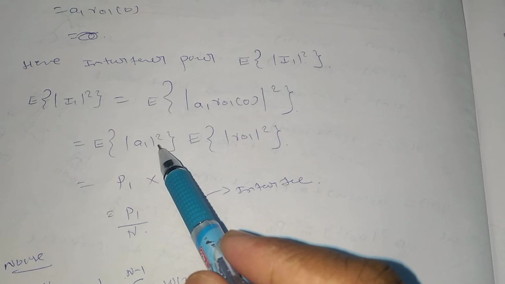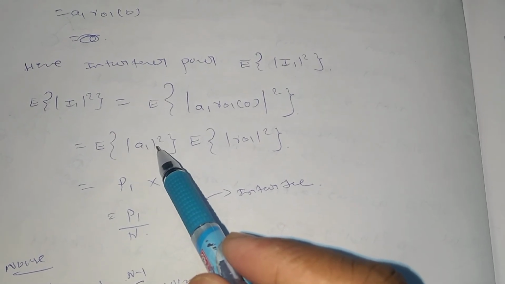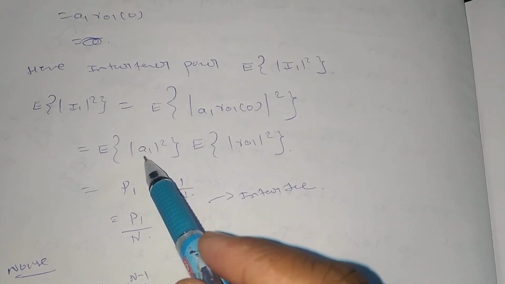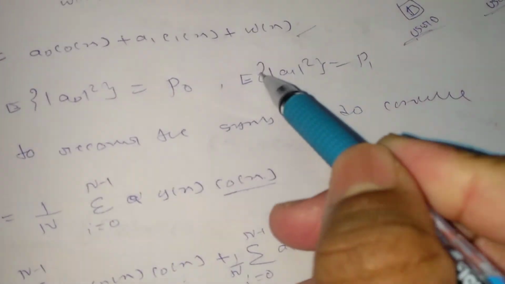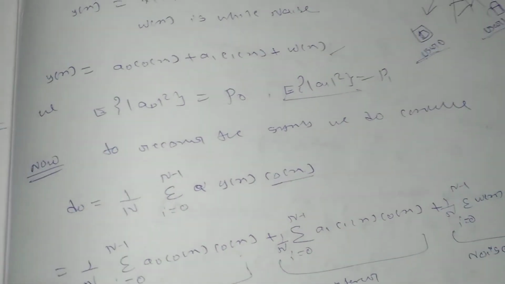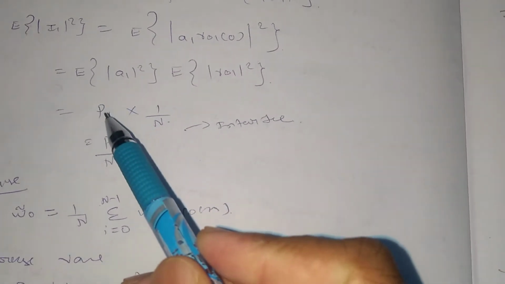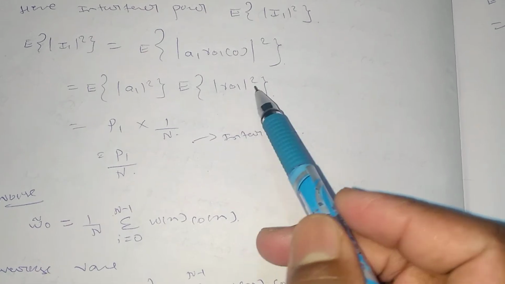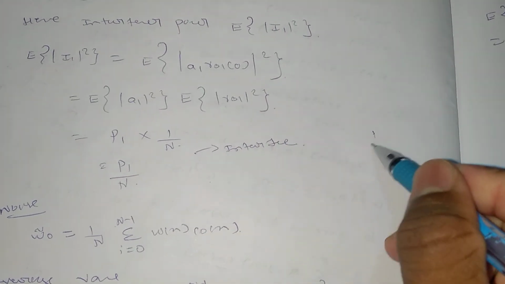So A1 square, that is the energy of the user 1, that is the energy corresponding to the user data 1, I already found here, right? So energy corresponding to the user 1, I already find it as P1. So I will just make use of that one and put it as P1 here. And R01 cross correlation will be always 1 by n.